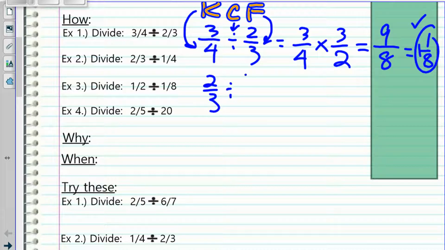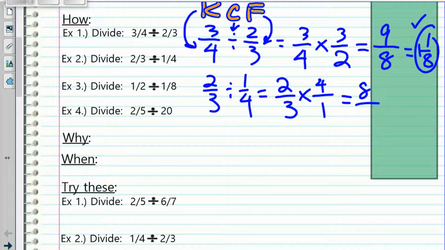Okay, number 2. 2/3 divided by 1/4. Same thing. KCF, keep. Change to multiplication. Flip the second fraction. Again, we'll multiply, because there's nothing to cross cancel. 2 times 4 is 8. 3 times 1 is 3. Uh-oh, another improper fraction. So what will your final answer be? That's a mixed number. That's right, 2 and 2/3.